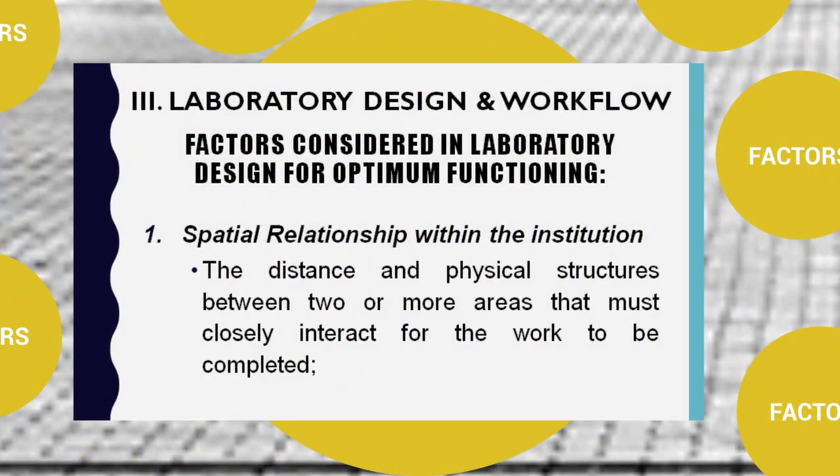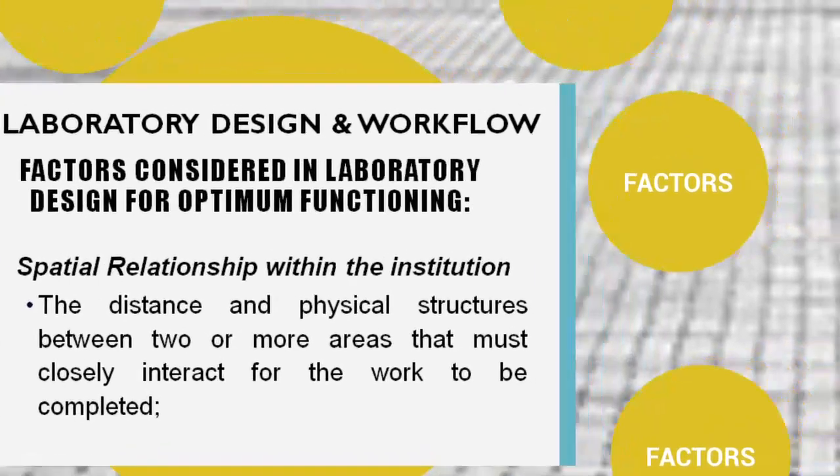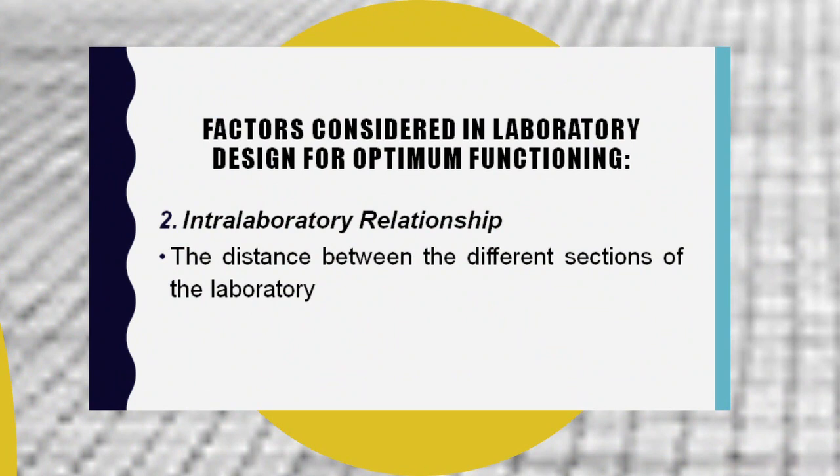There are several factors to consider in laboratory design for optimum functioning. Number one is spatial relationship within the institution. This refers to the distance and physical structures such as walls, halls, and other buildings between two or more areas that must closely interact for the work to be completed.